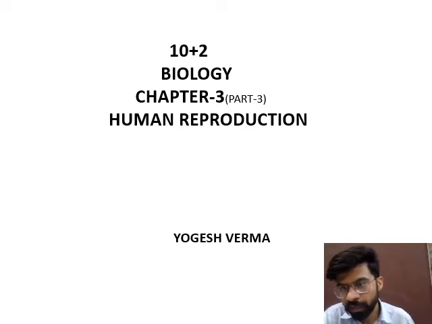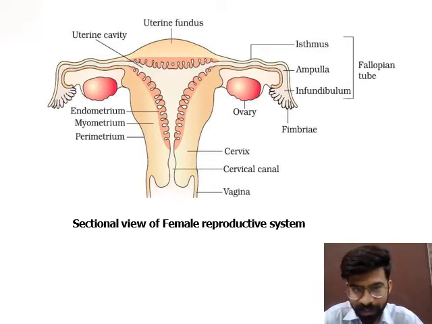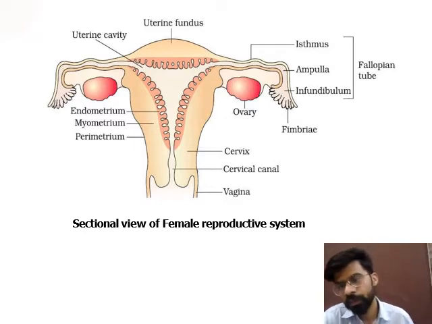So, let's start our first topic. This is the continuing part of the Day 2 lecture. This is a sectional view of the female reproductive system, which is already covered. The female reproductive system consists of the fallopian tube, a pair of ovaries, and the layers of the uterus: endometrium, myometrium, perimetrium, cervix, cervical canal, and vagina. Already covered in the previous Day 2 lecture.